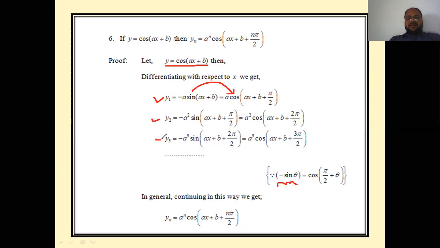Similarly for y3, and when you find another derivative of this given function, observe the pattern: yn becomes a raised to power n cosine of angle ax plus b, and this is the nth derivative, so we get n times pi by 2. So this is the final answer of this result. So we can find this result by using this process of successive differentiation.